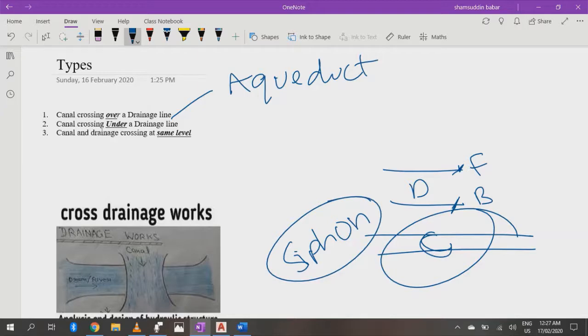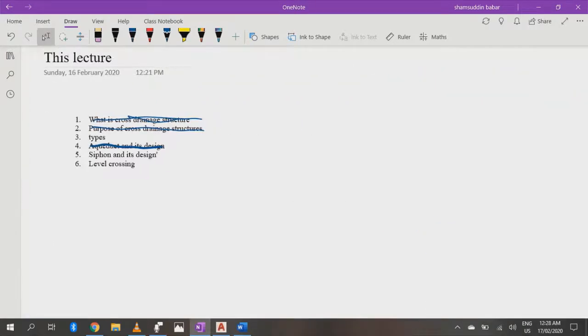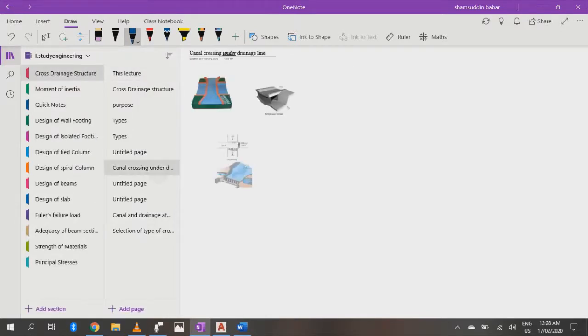There is also a third condition when both the canal and the drainage line cross each other at the same level. Now this is the top view; the earlier ones were the side view. If both the canal and drainage are at the same level, we provide a level crossing. Now we will learn about siphon and level crossing, and its design.